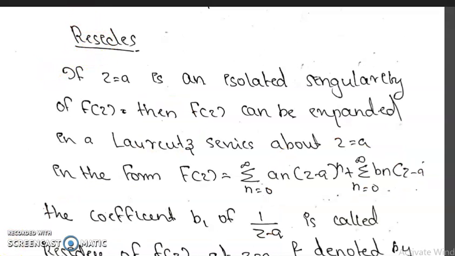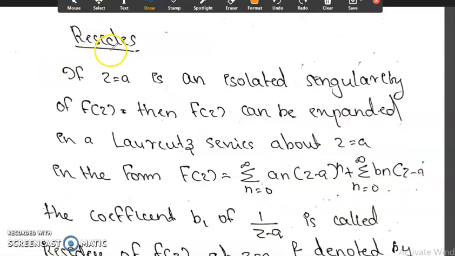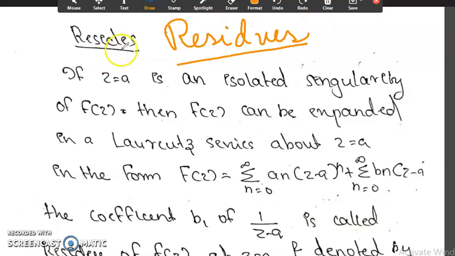Continue with the residues. Okay, residues.